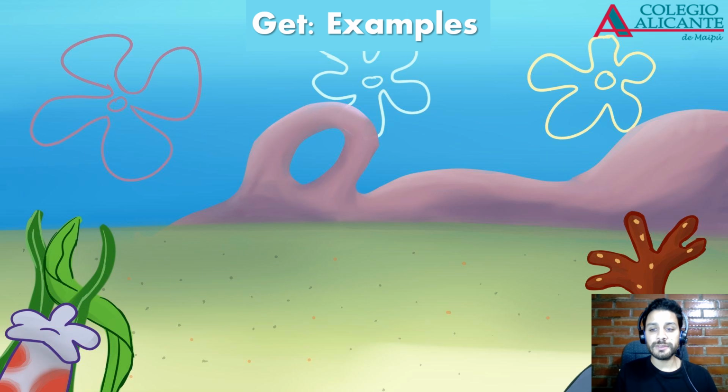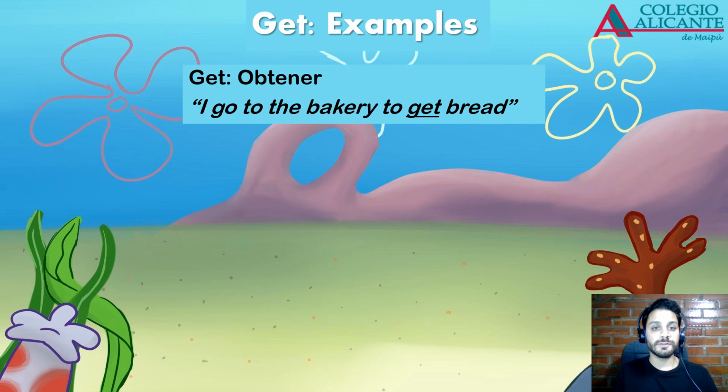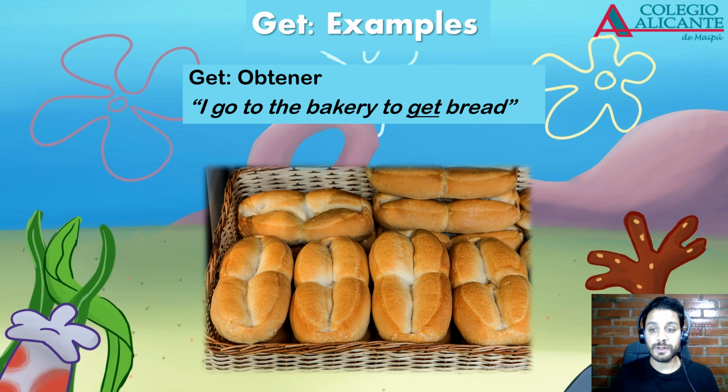So I have some examples to introduce the verb get. I have some examples with each one of the uses that I put before. So get for obtener, as an example, I can go to the bakery to get bread, right? Or you can go to the supermarket to get some food or supplies for your house, and you can get to the gas station to fill your tank for your car, and so many more examples.